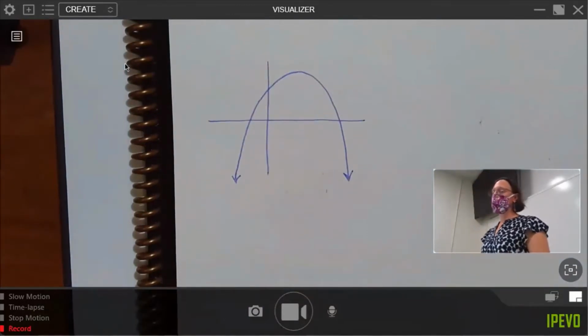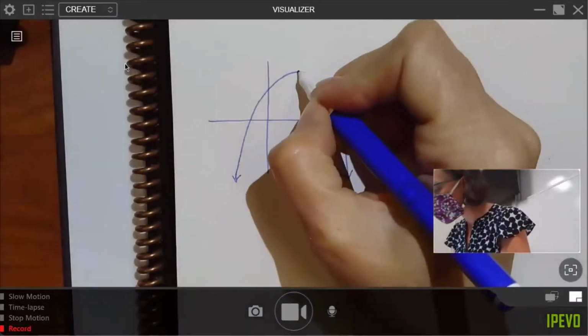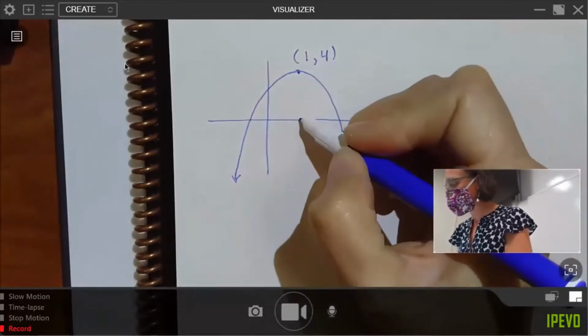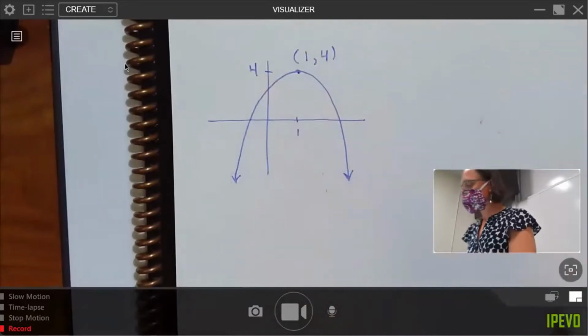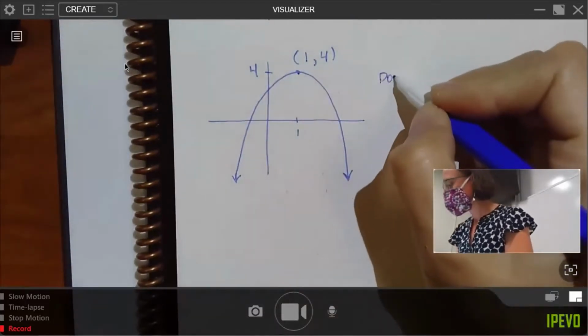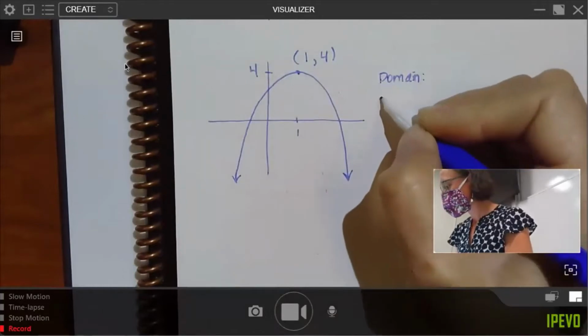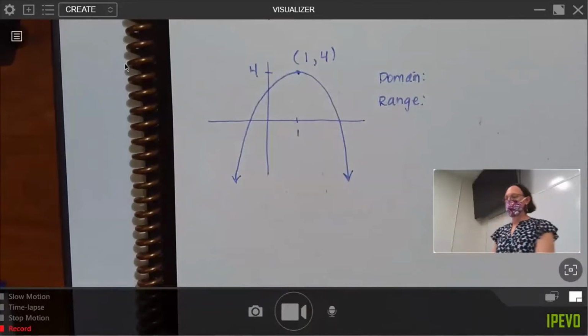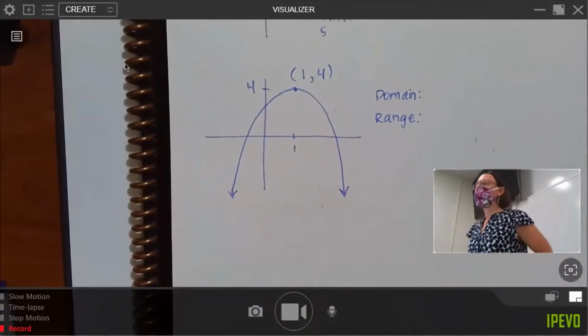What's the one point on the parabola you would really like me to label right now in order to find the domain and range? Totally. So let me go ahead and label that vertex, and I'm going to say that that is 1, 4. That's the point for my vertex. So go ahead and write the domain and range on your paper for this guy too. Or if you're on Zoom, you can always type your answer in the chat.